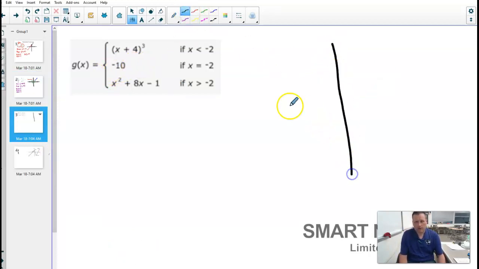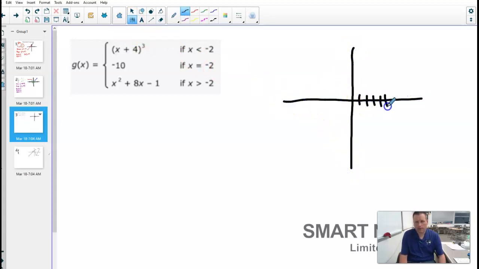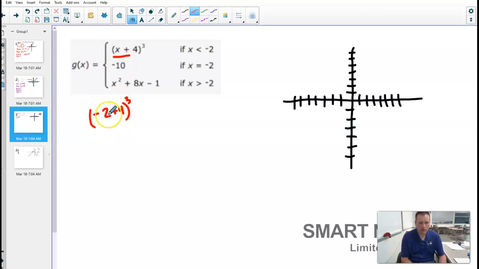So again, let's graph this. If I can draw a not crooked y-axis so bad. There we go. Okay, so we're going to take that top function. That top function is a cubic, and I want everything less than -2. So again, I would plug in -2 there. So -2, that would give me -2 plus 4 cubed. That's going to give me 2. And then when I cube it, it's going to give me 8. So at -2, it's going to be all the way over here to 8.